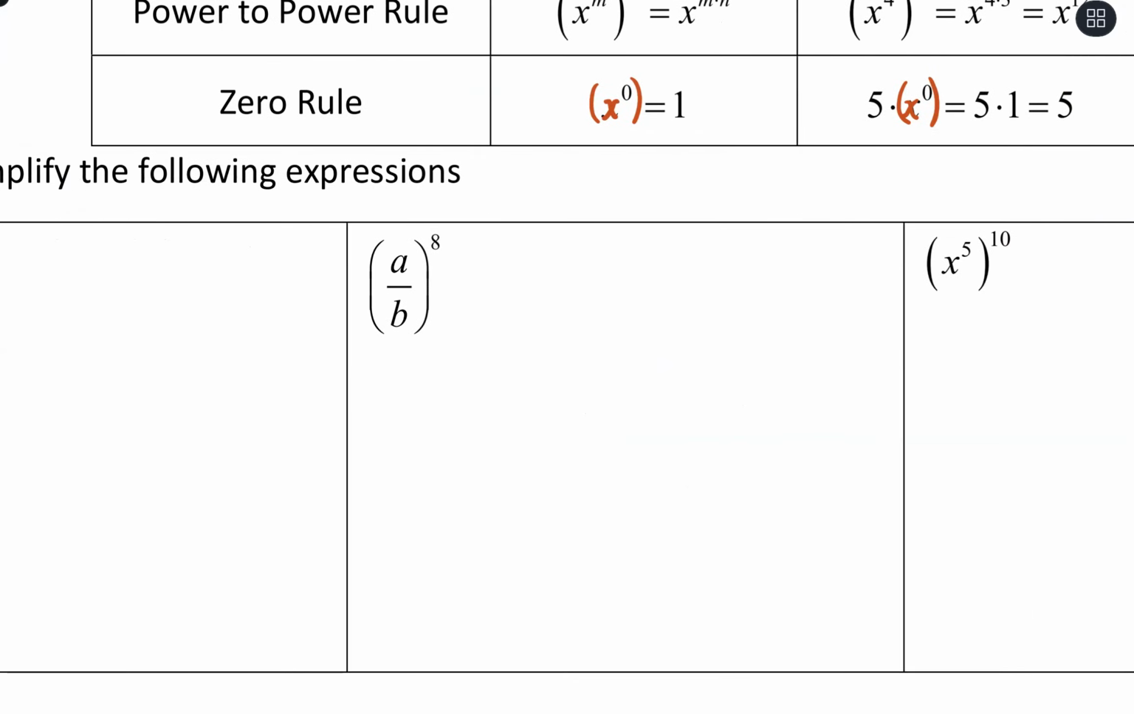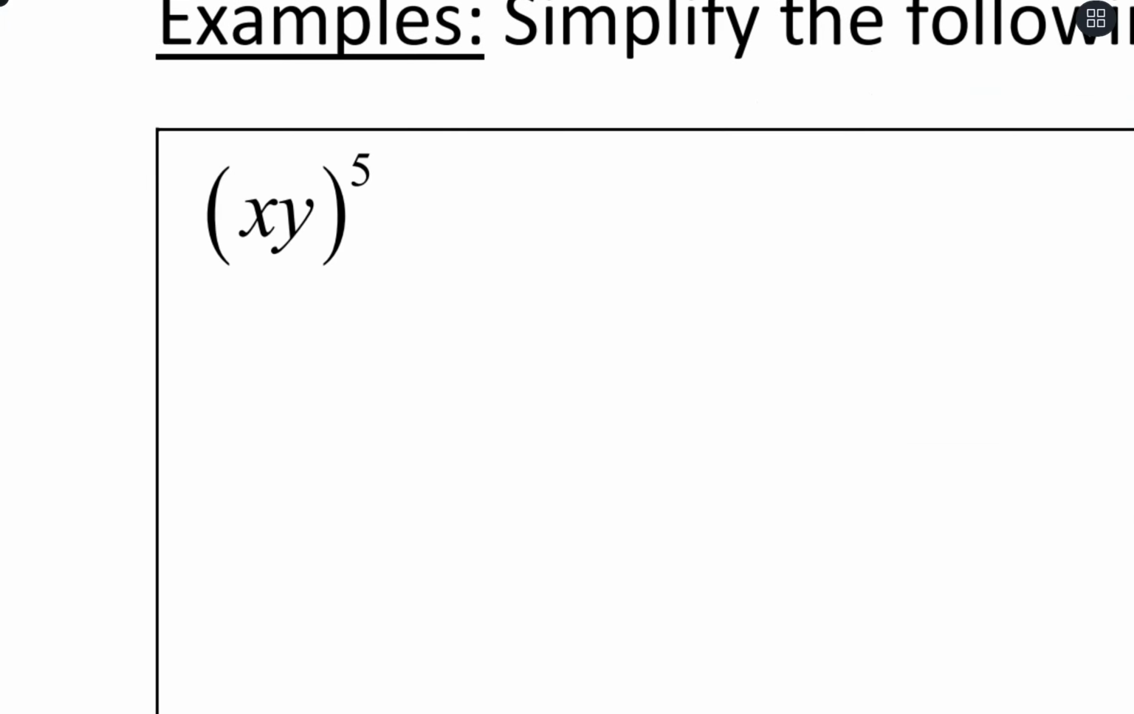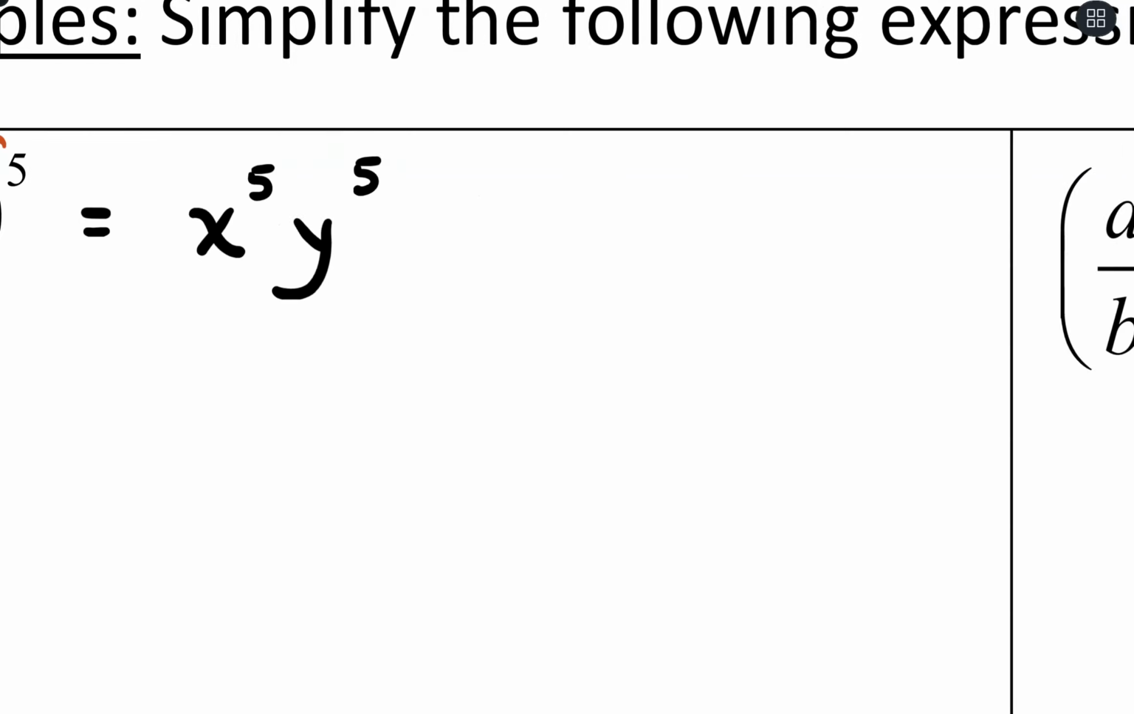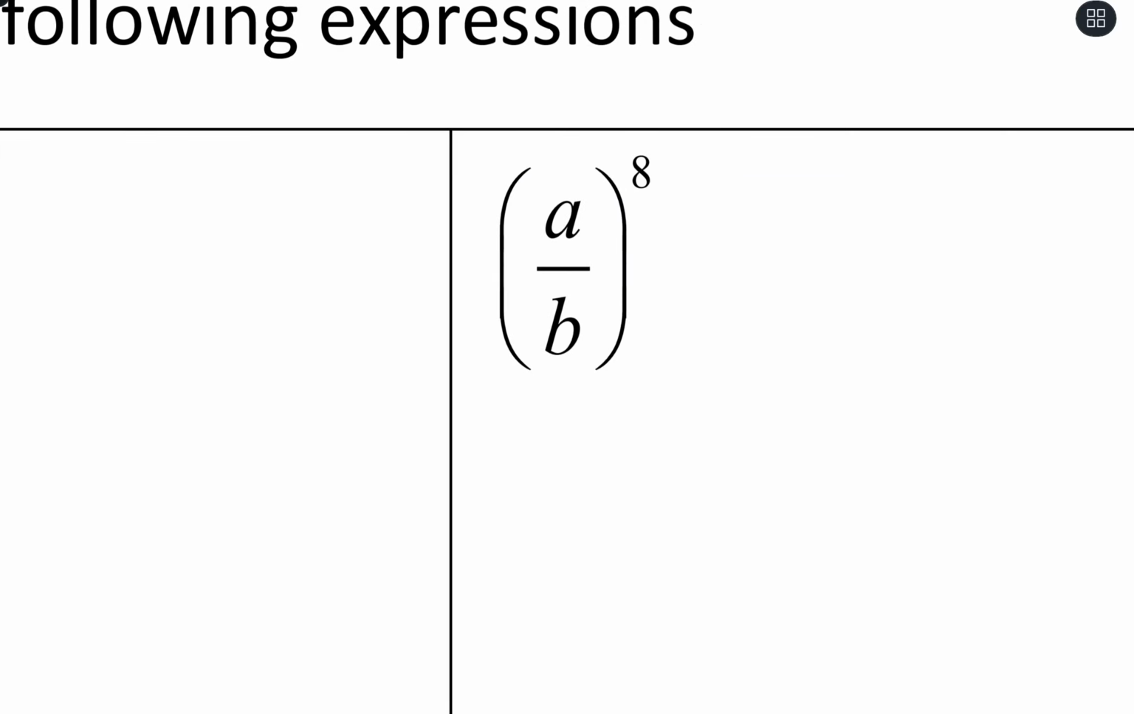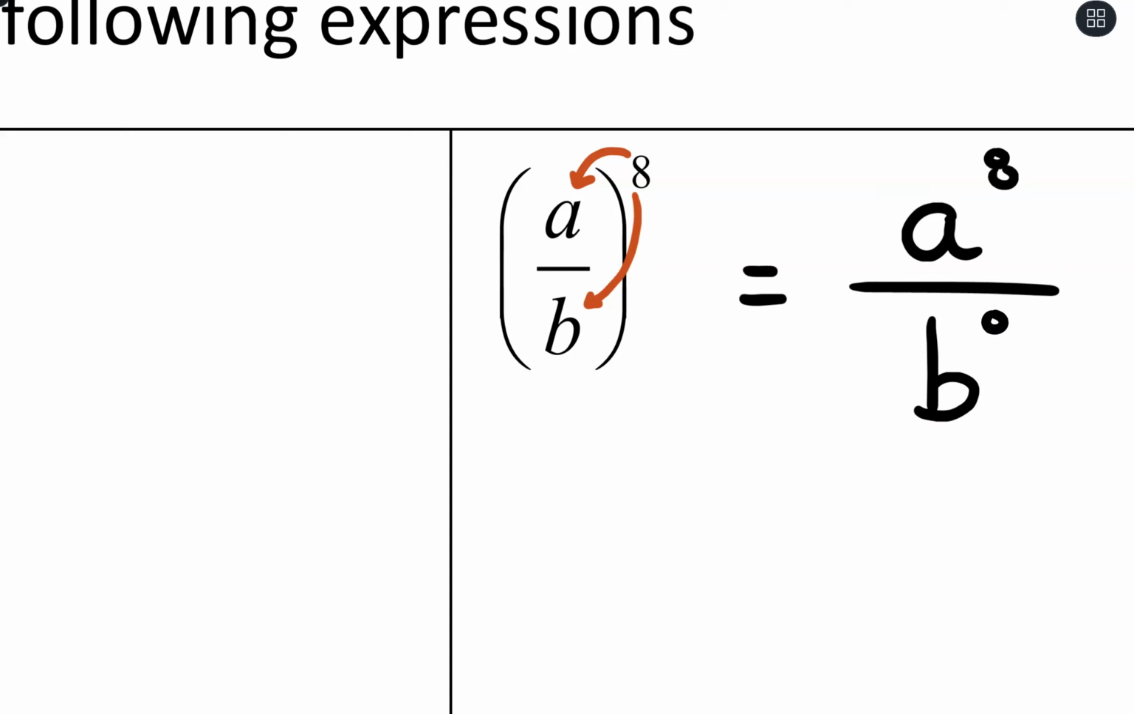Okay, so let's try out these rules with some examples here. So x times y being raised to the 5th power, so that means that exponent of 5 is going to go into each factor in the parentheses. So x is going to be raised to the 5th power, y is going to be raised to the 5th power. A over b raised to the 8th power, well, that's going to go to the numerator, and it's going to go to the denominator. So with that, we'll have a to the 8th power divided by b to the 8th power.